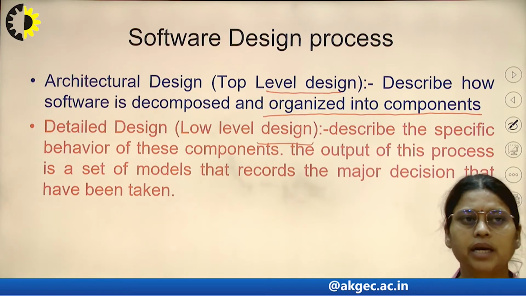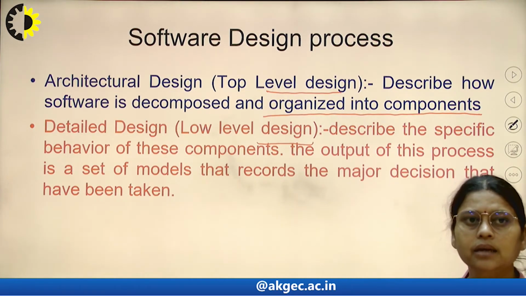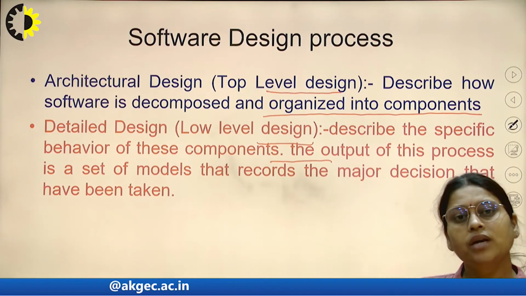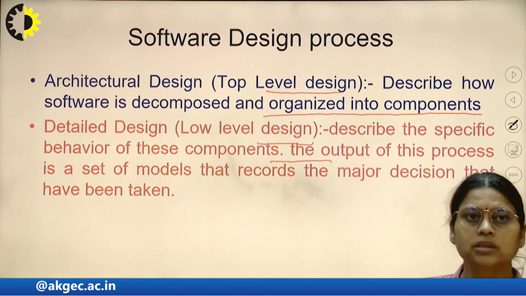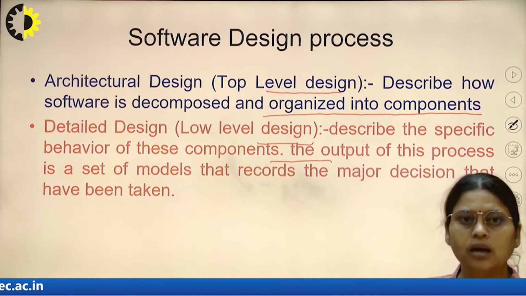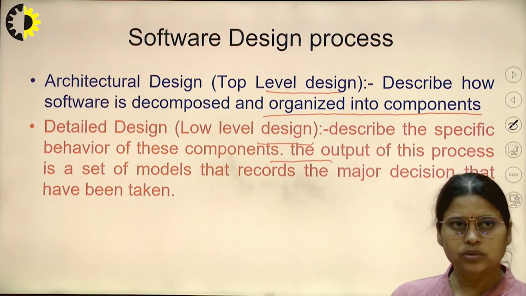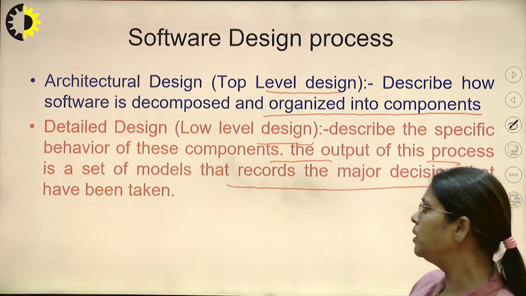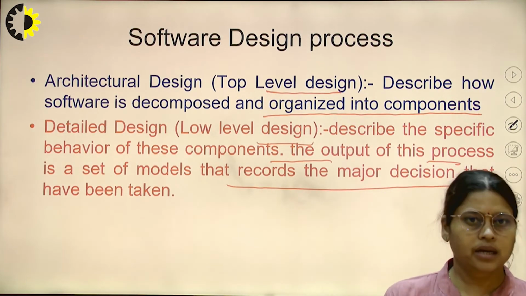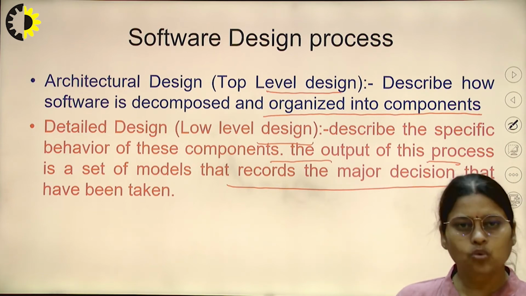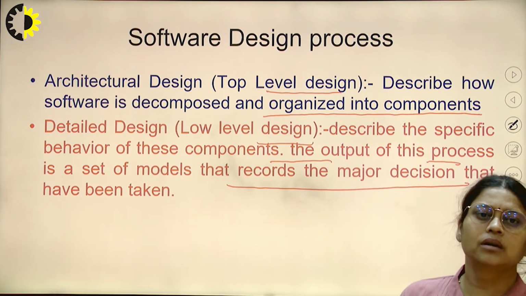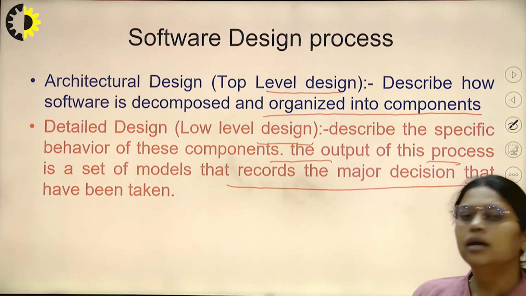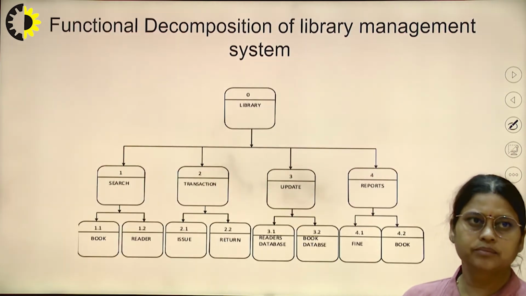Now, we come to detailed designing. It is also called low level designing, and it describes the specific behavior of the components. Meaning now we come to the inner working of the modules. We have to show the inner functioning of the modules, and the output of this process is a set of documents that record the major decisions that have been taken. So these are basically two types of designing: one is architectural design or top level design, and another one is detailed design or low level design.